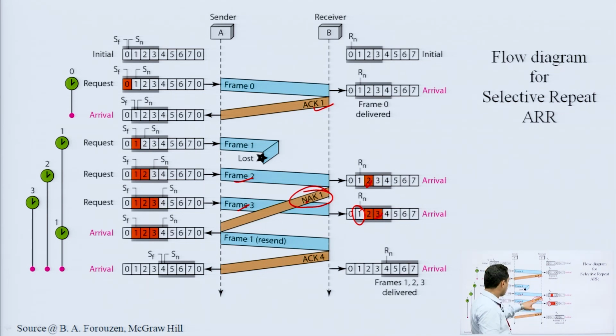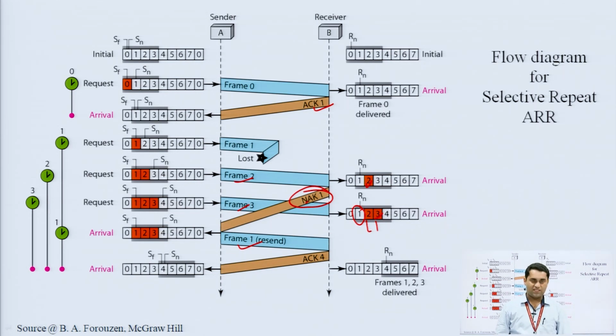When there is a negative acknowledgement of 1, what will the sender do? Frame 1 will be retransmitted. So, this is the retransmission of 1. So, what is the advantage of this? We have saved the retransmission of 2 and 3. Okay? So, this is the advantage of using selective repeat.